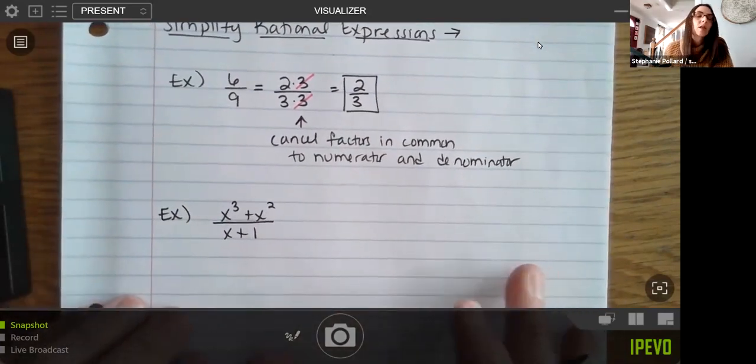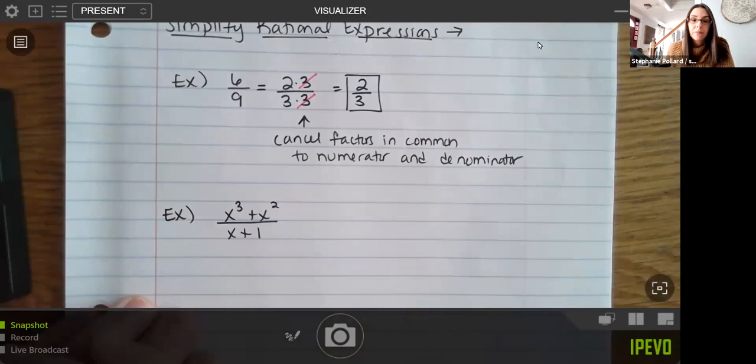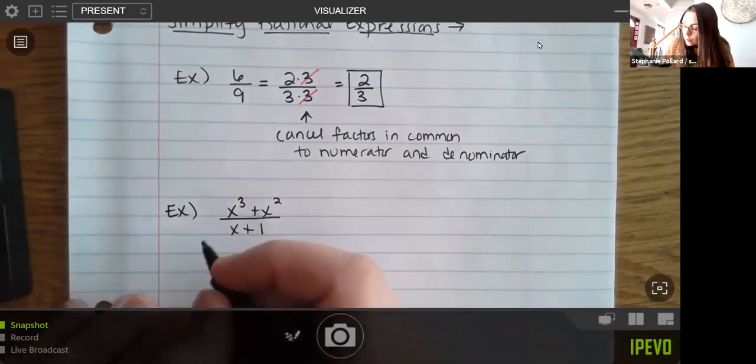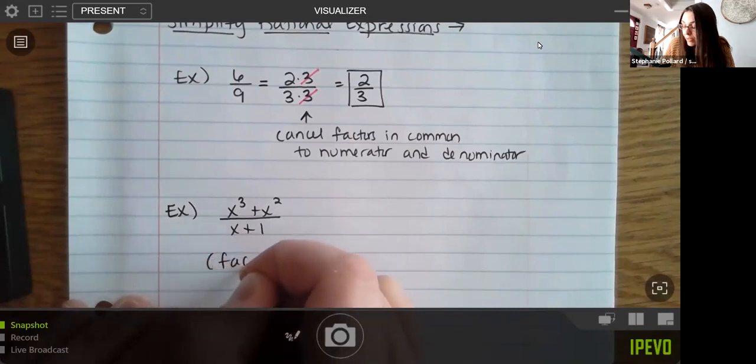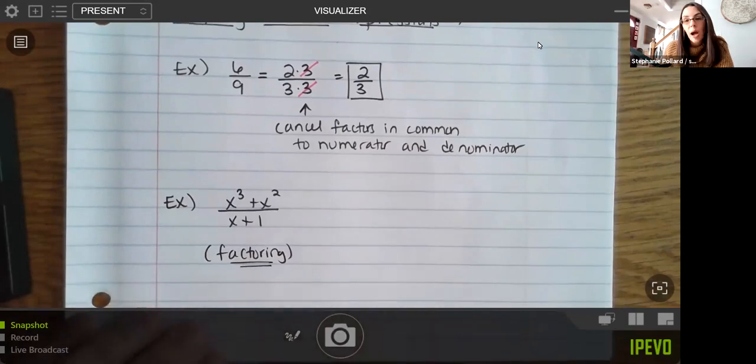So here I have x cubed plus x squared over x plus 1. So when you're thinking about canceling factors, for polynomials, you really want to think about factoring first. So for most of our rational expression problems, your first step is probably going to be to factor something. So if you're kind of stuck and you don't know how to start, think about factoring and breaking it down.